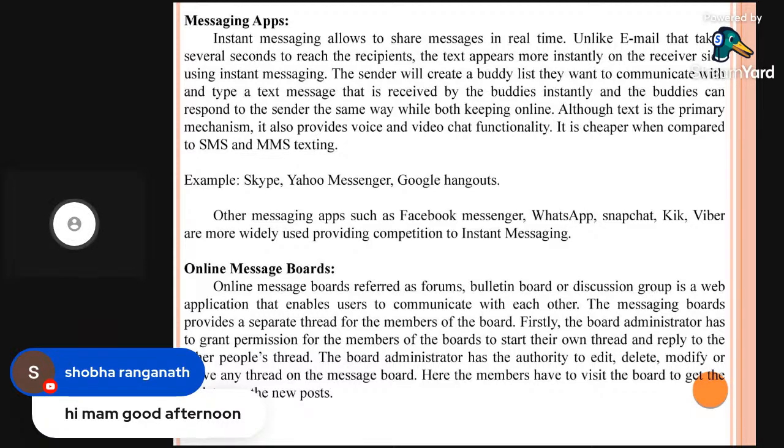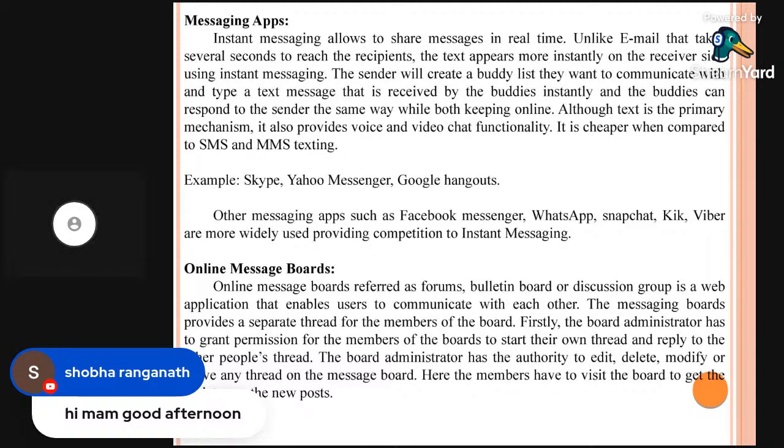Then online message boards. Online message boards refer to forums or bulletin boards or even discussion boards in a web application which enable users to communicate with each other. So the message boards provide a separate thread for the members of the board.